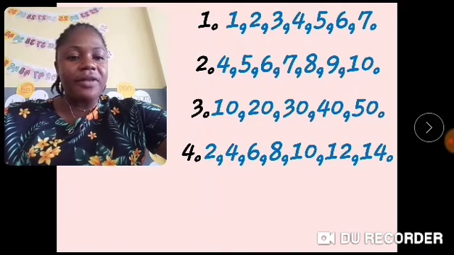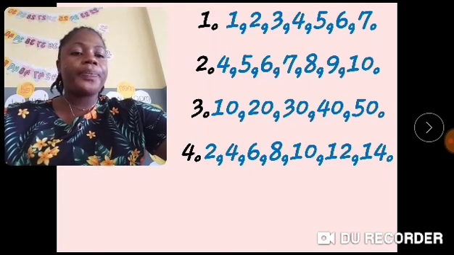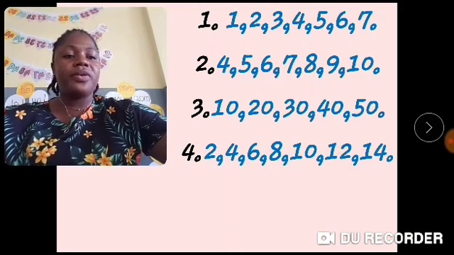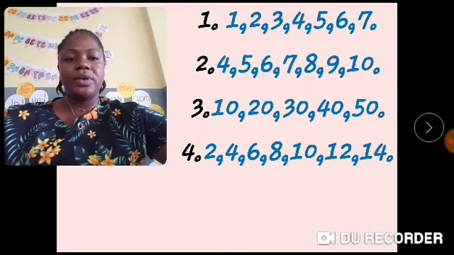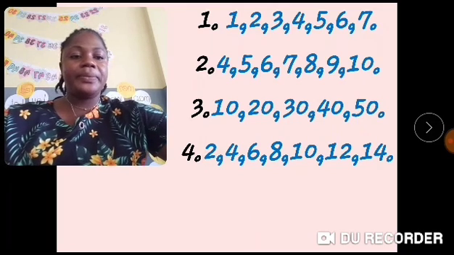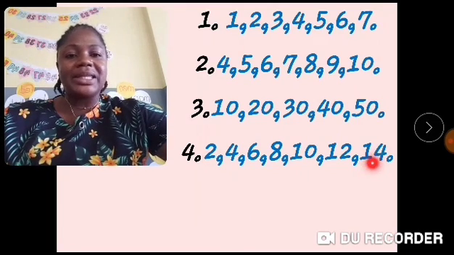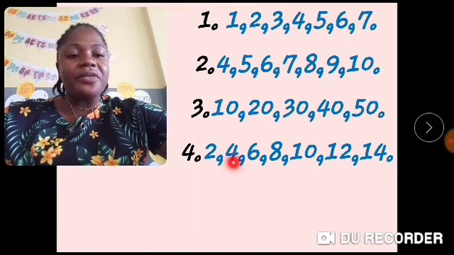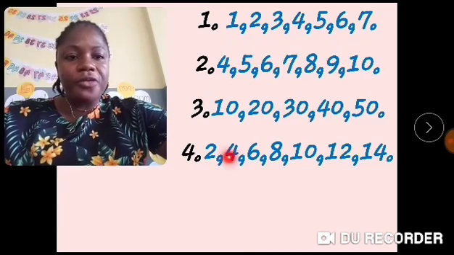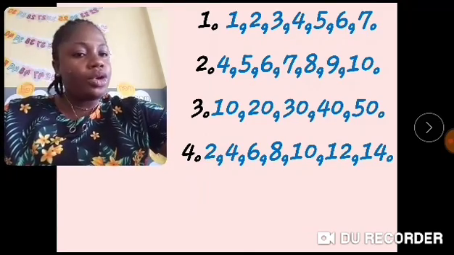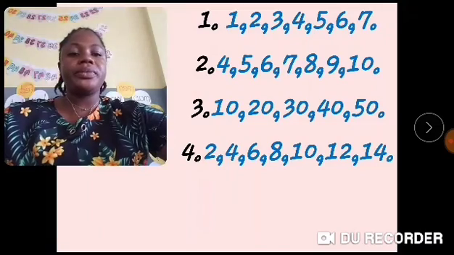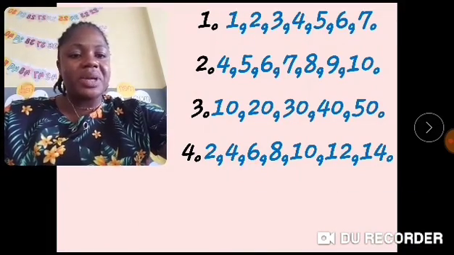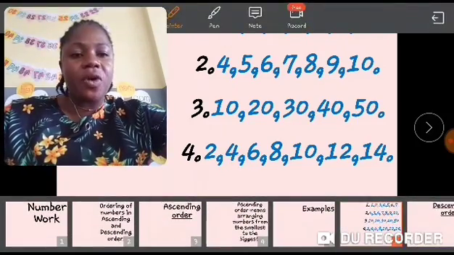Okay, so we have 2, 4, 6, 8, 10, 12, 14. 2 is the smallest number here, and 14 is the biggest number here. Okay, so is 2 bigger than 4? No, 4 is bigger than 2. So you write 2 before 4. Is 4 bigger than 6? No. 6 is bigger than 4. So you write 4 before 6.